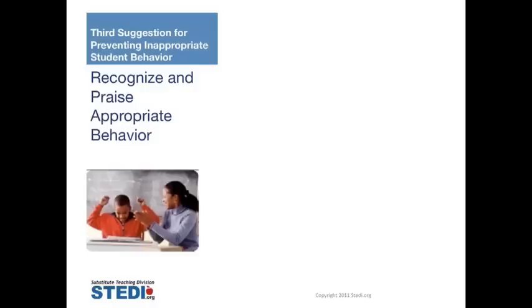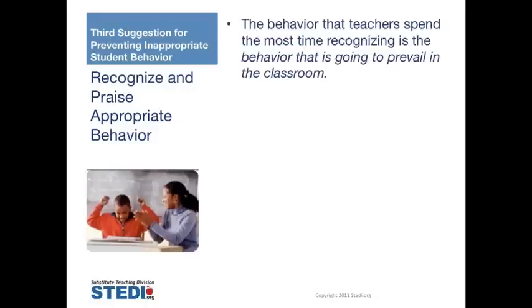All right, the third suggestion for you for preventing inappropriate student behavior is to recognize and praise appropriate behavior. Believe it or not, the biggest reinforcer to behavior is teacher attention. The behavior that teachers spend most of the time recognizing in the classroom is the behavior that's going to prevail. When you're walking around the classroom and using proximity, this is to catch students being good, not to look for students who are off task.